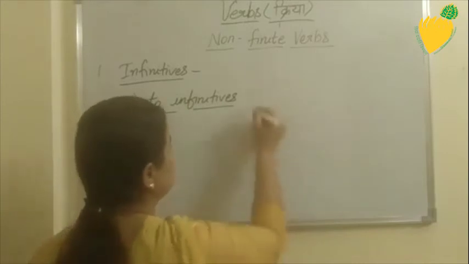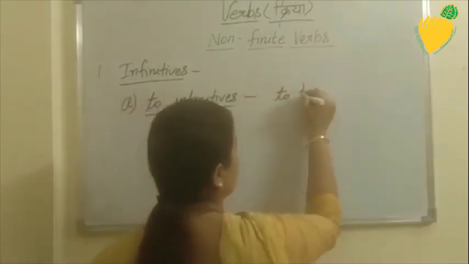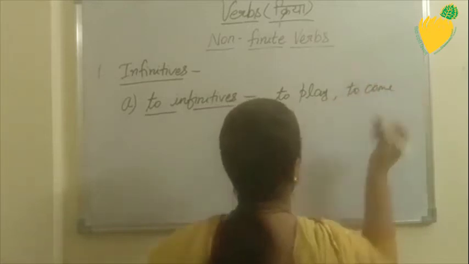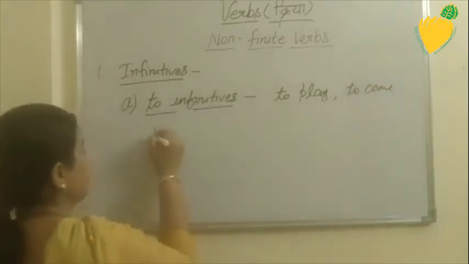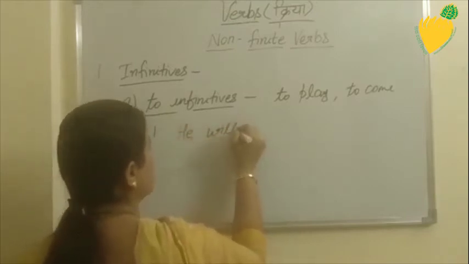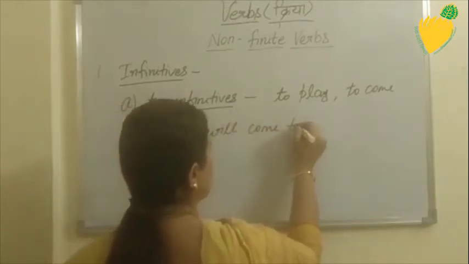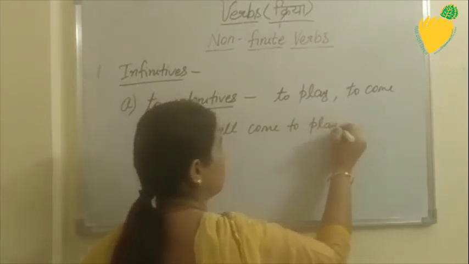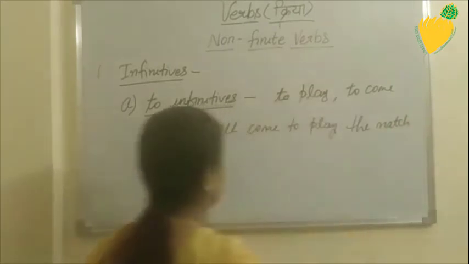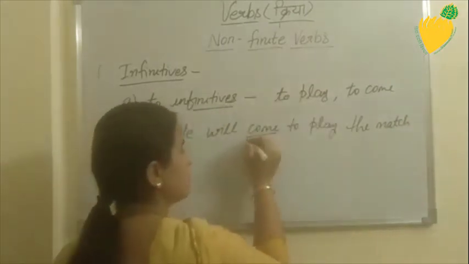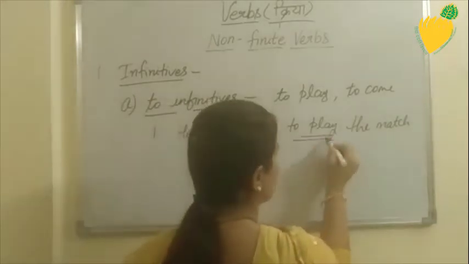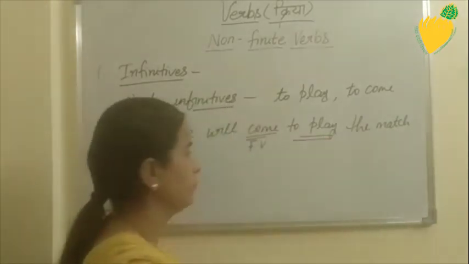For example, to play, to come. Now look at the sentences. He will come to play the match. In this sentence, come is the finite verb and this verb to play is your infinitive.